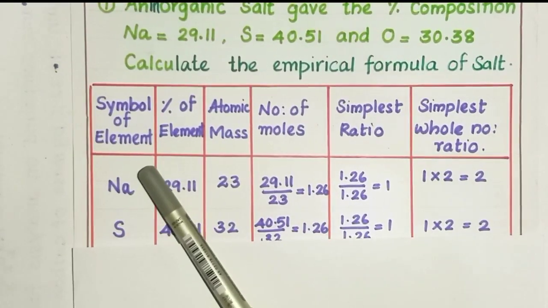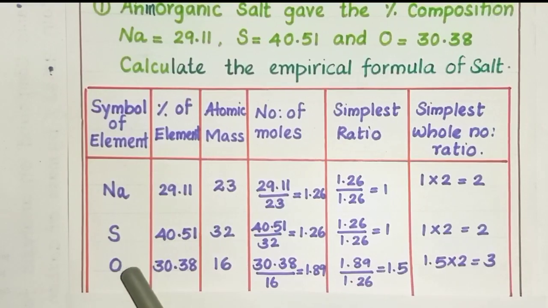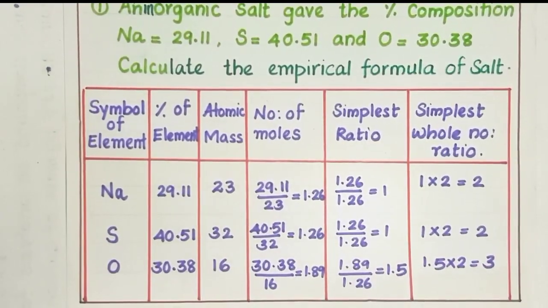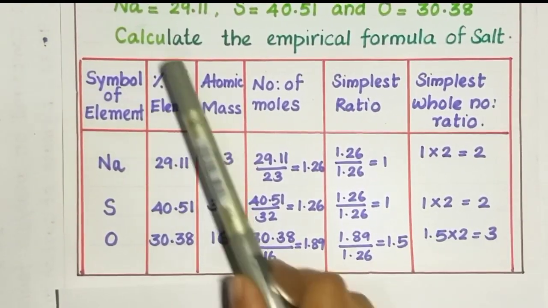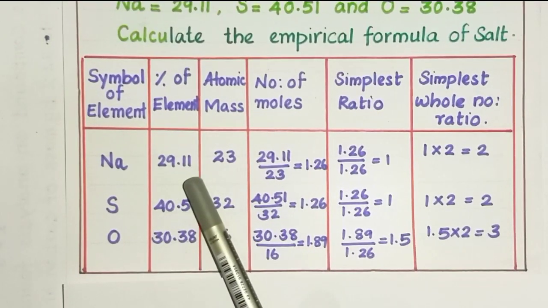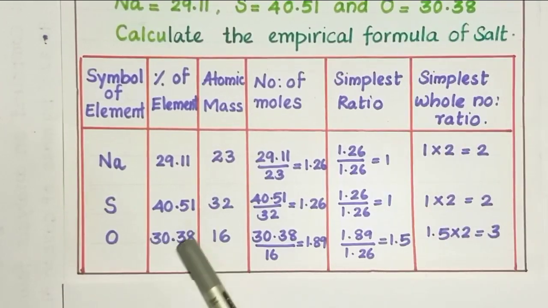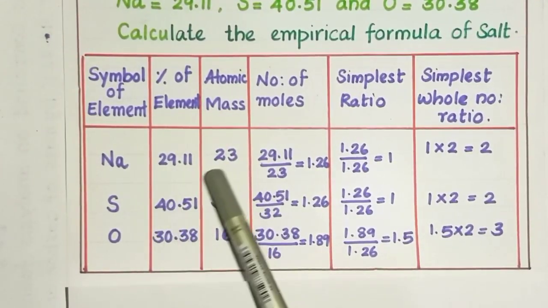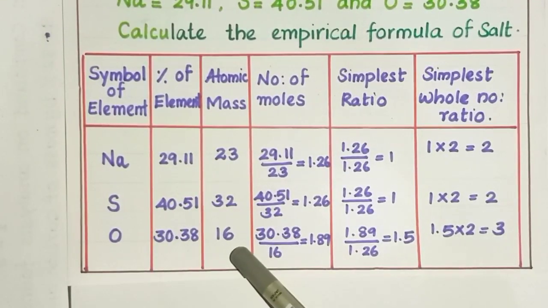Symbol of element, first one is sodium, next one is sulfur, the last one is oxygen. Then their percentage of element given in the question: sodium 29.11%, sulfur 40.51%, oxygen 30.38%. Then you know the atomic mass of sodium 23, sulfur 32, oxygen 16.